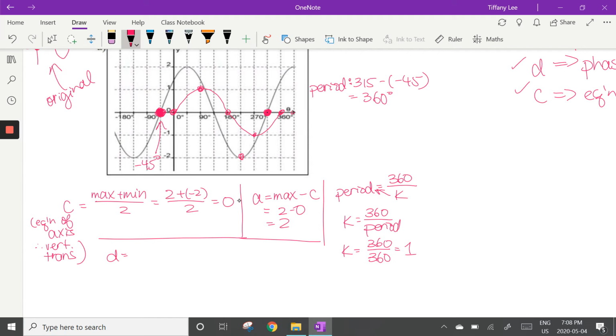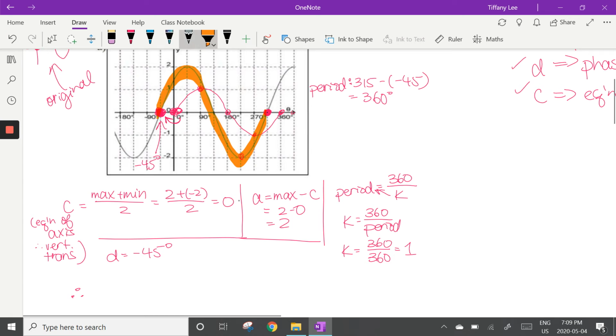Right? So this is my original one. And then the transformed function, we can see that it has been moved to the left 45 degrees, right? So D would be negative 45 degrees.